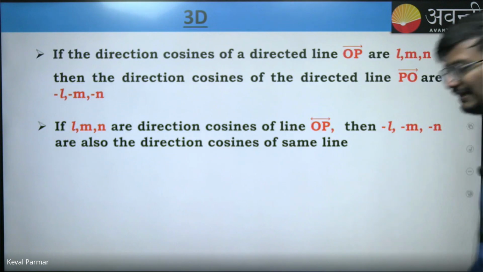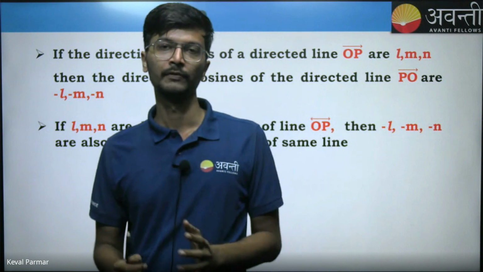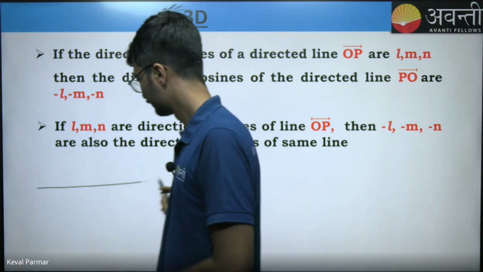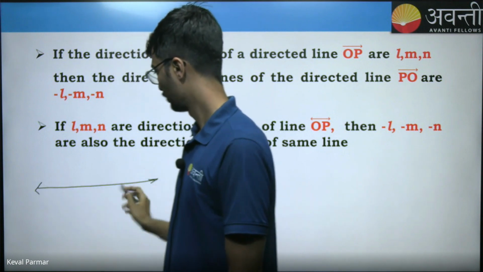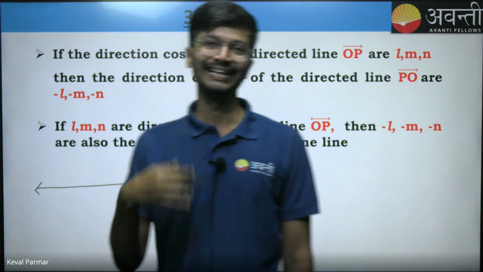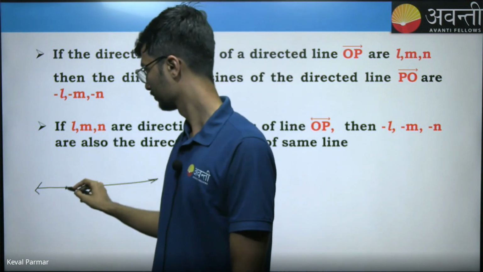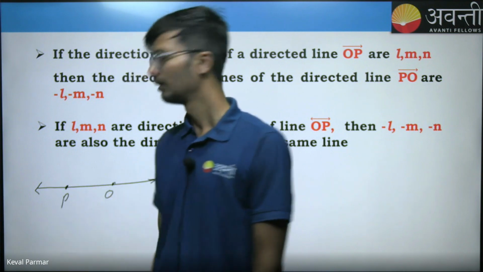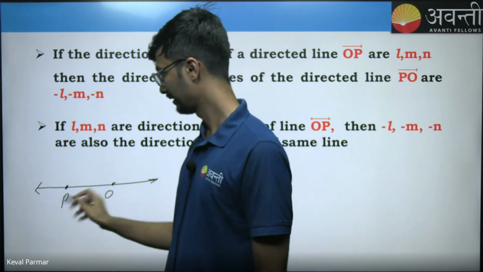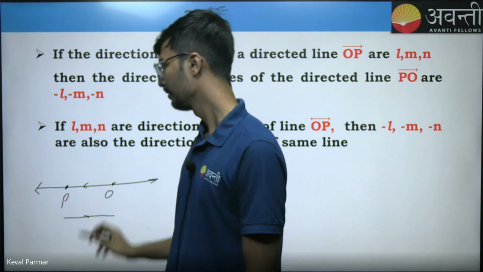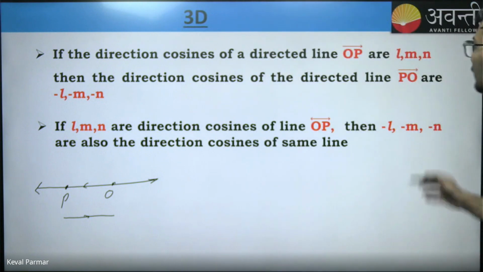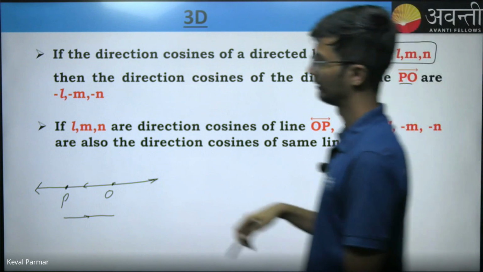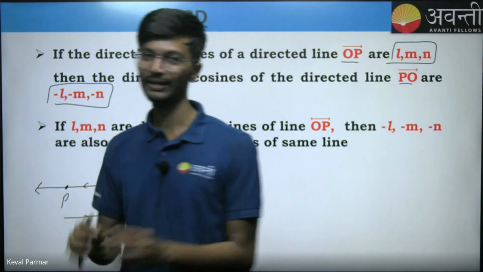As we know, a line is two directional. If I draw a line, it has two directions, towards the right side and towards the left side. But a vector has a unique direction. That means this can be either the OP vector or the PO vector. So if the DCs of the OP vector are L, M, N, then the DCs of the PO vector are minus L, minus M, minus N, because it rotates 180 degrees.